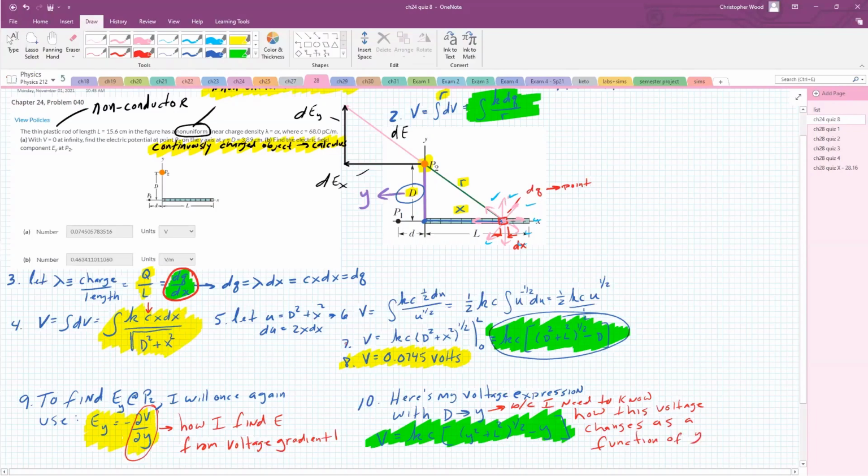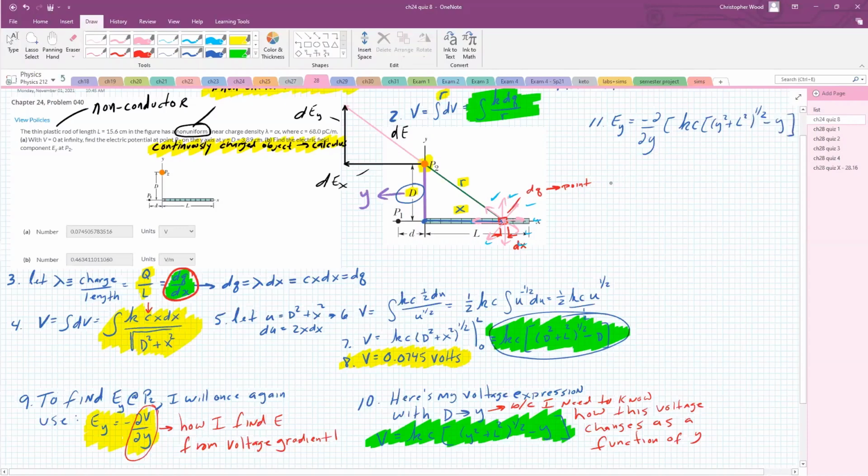So now I just have to take the derivative of number 10. So number 11, E subscript Y is negative partial with respect to Y. So it's just take the derivative with respect to Y, which means any other variable would be considered a constant. So what is the derivative of K_C times Y squared plus L squared to the 1/2 minus Y?